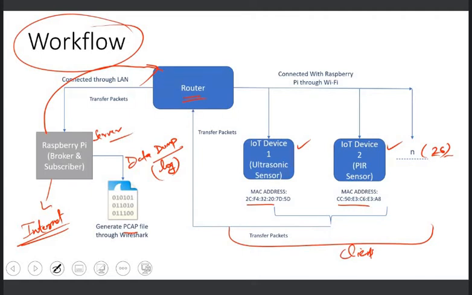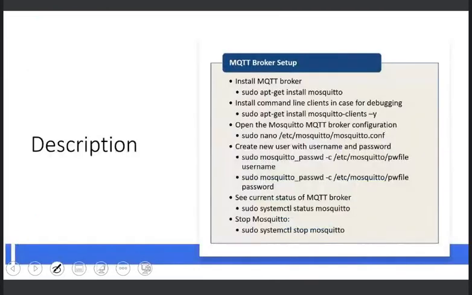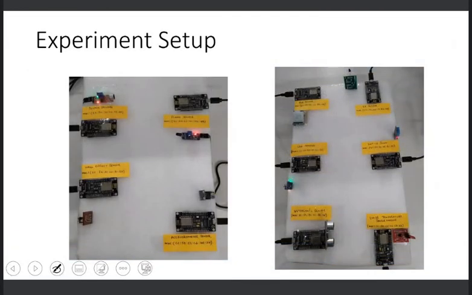From the Wireshark or tcpdump, on this data we are applying machine learning and deep learning. So let's see quickly what we are trying to make in the network. This is the installation. This is the experiment setup.